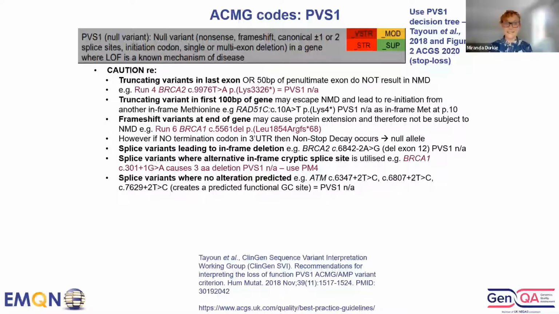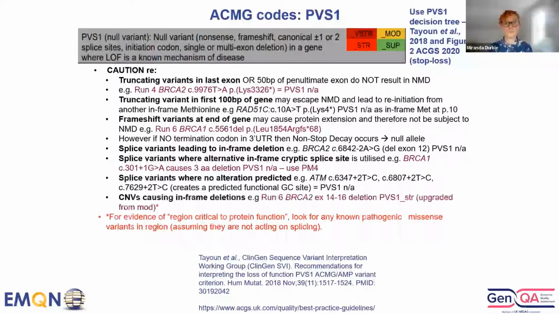Then this is a really interesting group, these splice variants where you get no alteration predicted, and these are all +2 T to C variants that can create a functional GC site. In the ATM guidelines that Andrew's just mentioned, there are actually 6 of these variants that they've used SpliceAI to check whether the splice site it does create is functional or not, and they've decided that PVS1 should not be applied in those cases. So really recommend SpliceAI as a good tool for those.